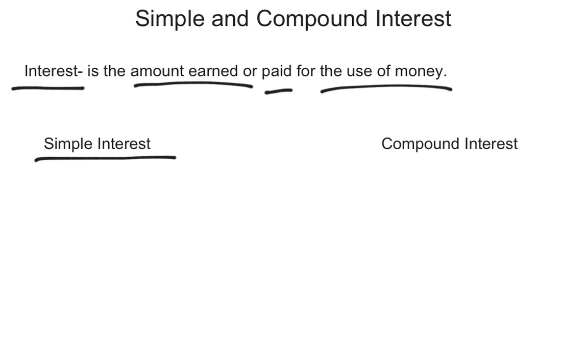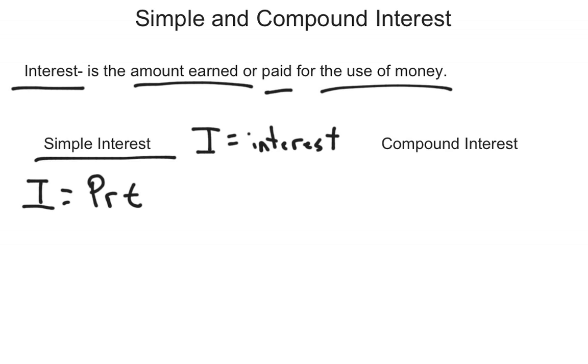So for simple interest, we have a formula, which is I equals P times R times T, where P, R, and T are all being multiplied together. I want to tell you what these letters mean. The I stands for the interest, so that's the amount extra that you're going to have to pay for borrowing money.